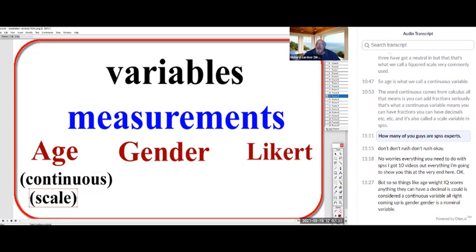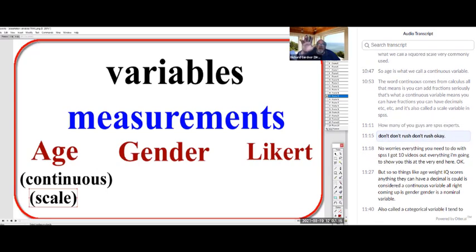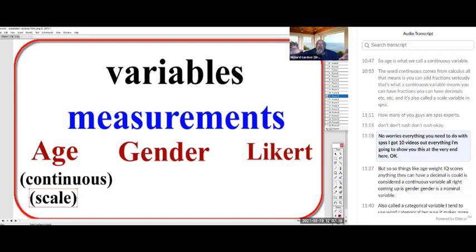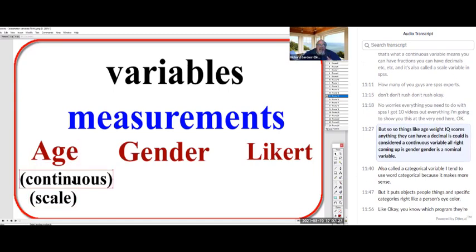How many of you guys are SPSS experts? Don't rush, okay. No worries. Everything you need to do in SPSS, I got 10 videos on everything. I'm going to show you this at the very end here, okay? But so things like age, weight, IQ scores, anything that can have a decimal is considered a continuous variable.